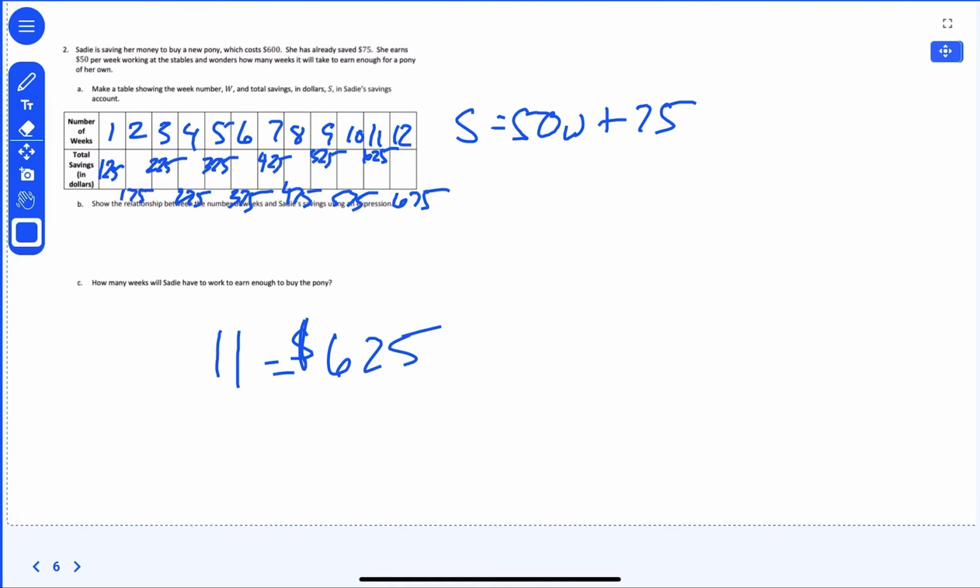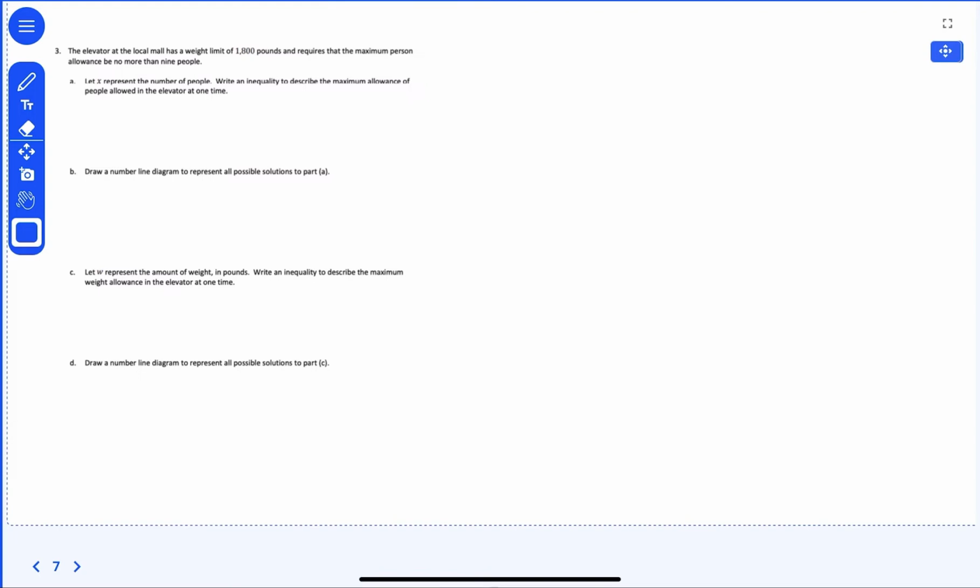Okay? Let's see here. Question 3, page 7. It says the elevator in a local mall has a weight limit of 1,800 pounds and requires that the maximum person allowance be no more than 9 people. Let X represent the number of people, right? Inequality. Okay, well, how many can we have? So 9 is the most, right? So that would be, X has to be what? Less than or equal to 9. But X would have to be greater than.